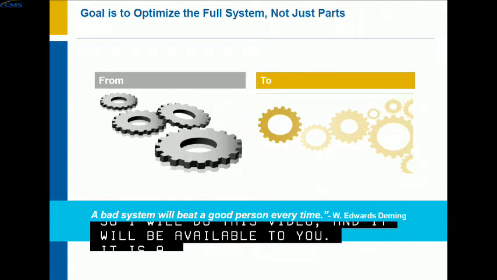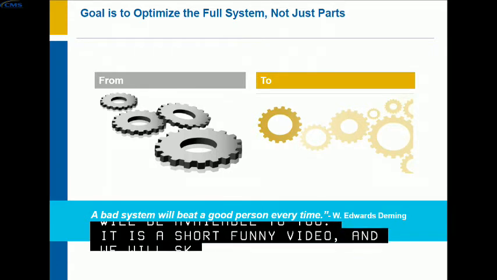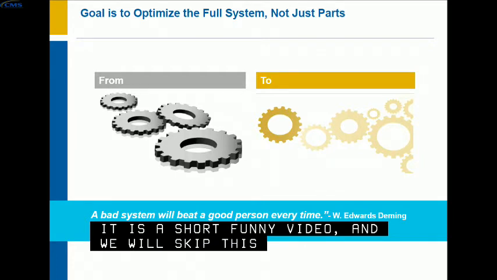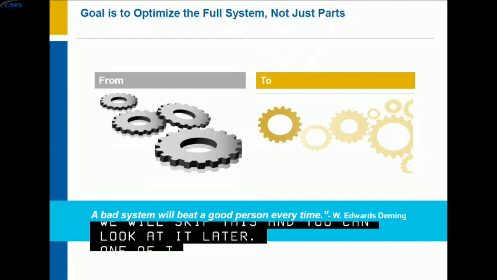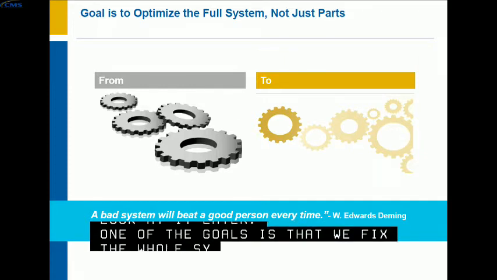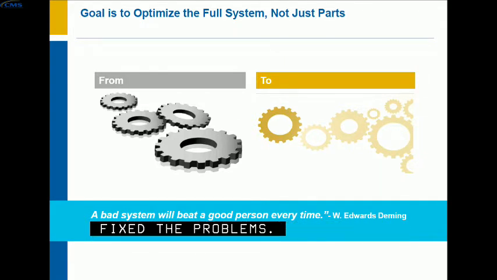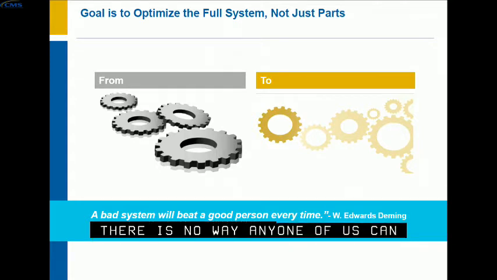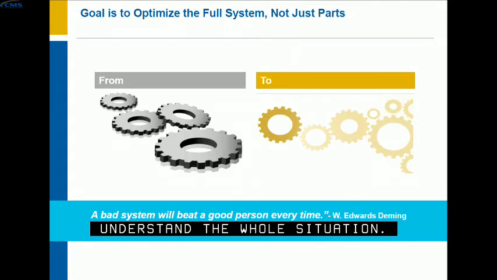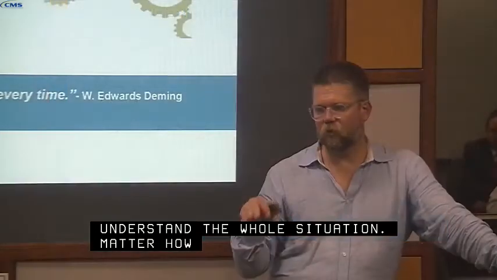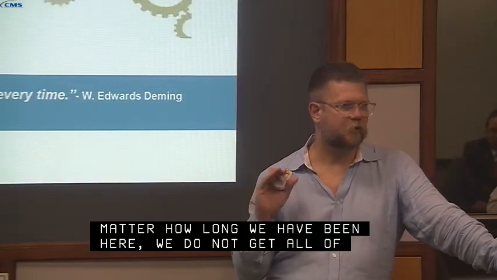So one of the goals here is that we fix the whole system and not just fix each of the parts. And that's, again, a big challenge in a large, complicated organization like ours, because there's no way any one of us can understand the whole system. It's not possible. No matter how smart we are, how long we've been here, how good we are at something, we don't get how all the parts work. But we want it all to work together in a seamless, integrated way.